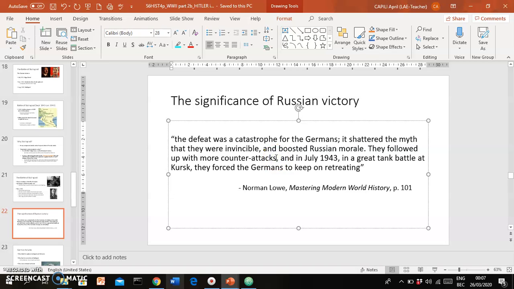which would encourage them, would spur them to counterattack. And in 1943, they would meet the Germans again at Kursk. And this would turn out to be a victory, a great victory for the Russians. And at this point, the Germans would start retreating, and the Russians would start advancing towards Germany with an eye to reaching and capturing Berlin.